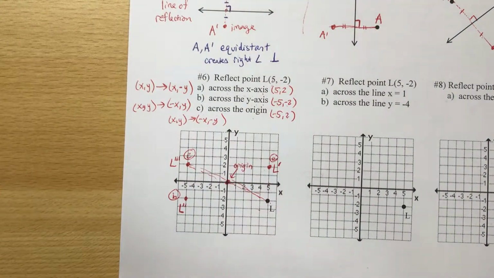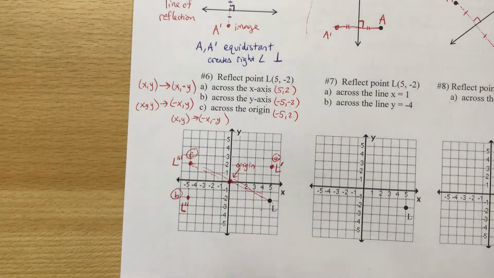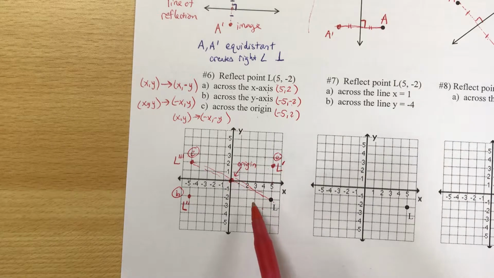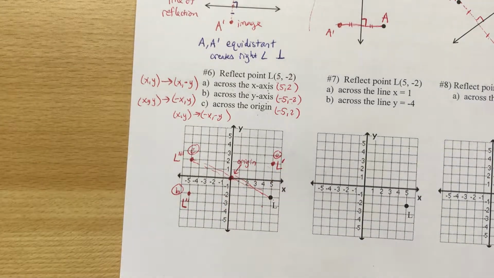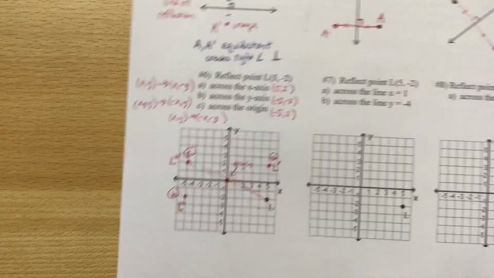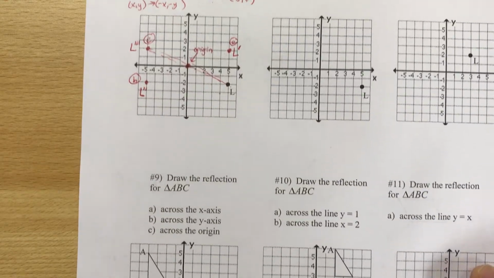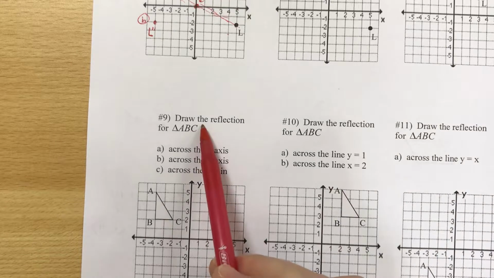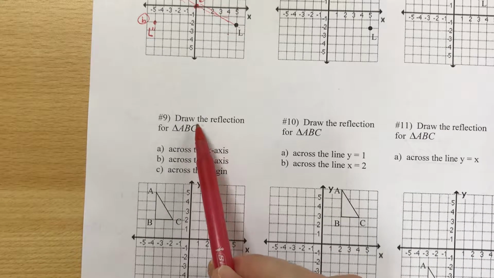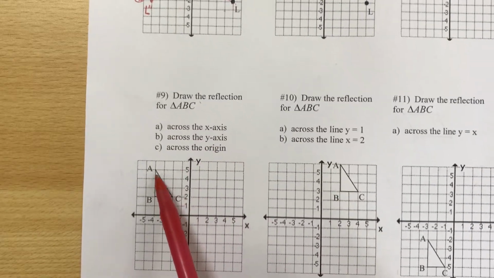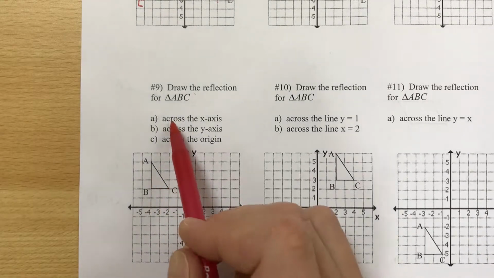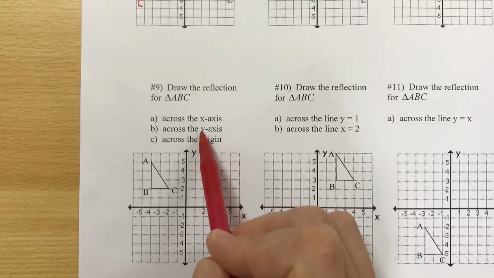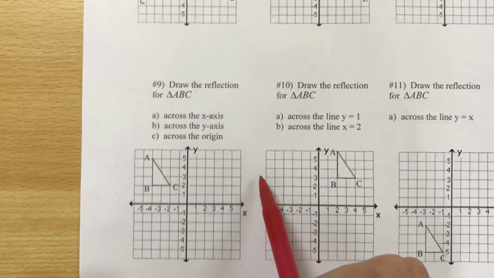Now that may sound really confusing and you think, wow, I've got to memorize that? No, you don't, because you can just count it. Do it visually. That's, I think, the easiest way. So we're going to go from 6. Let's actually go down to number 9 here, because it says draw the reflection. We're going to do the same kind of reflection for triangle ABC, okay, which is graphed here. We're going to take the triangle, we're going to reflect across the x-axis, across the y-axis, and across the origin.